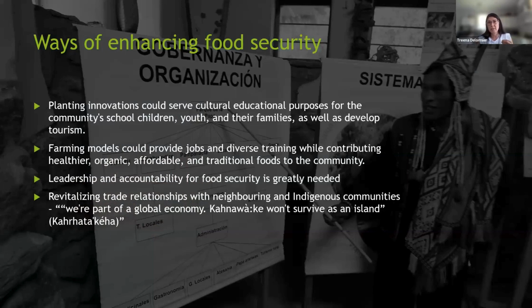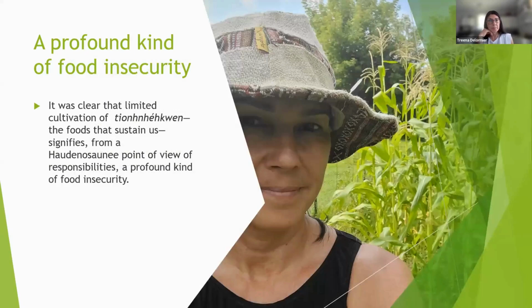So having the community self-determination, driving policies, supporting local action, the recognition that our food is sacred, but also looking at ways to address the policies that make it difficult for us to maintain our food systems and our self-determination. And also looking at revitalizing trade relationships with neighboring and Indigenous communities, because we're part of a global economy and we won't survive as an island, was another way we need to consider.